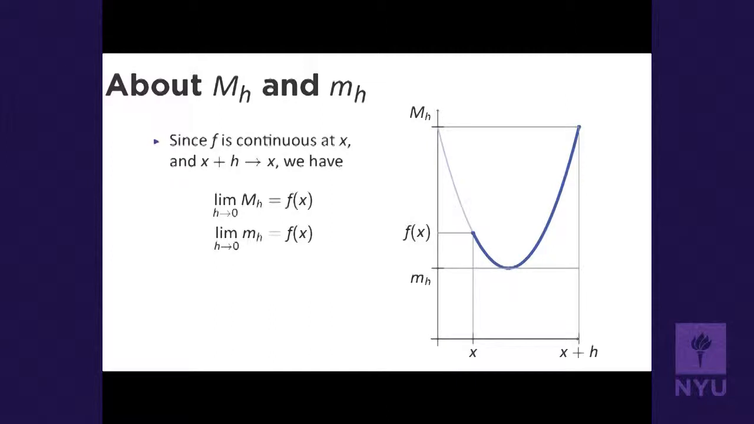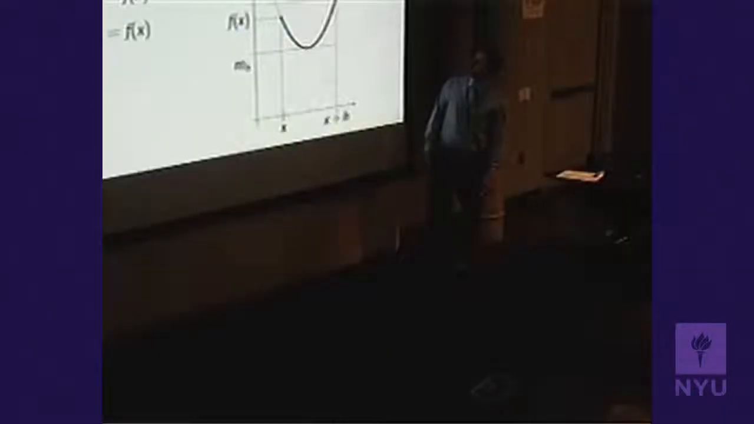Capital M sub h is supposed to be the maximum value of the function on the interval x to x plus h. So I have here the function graphed in nice thick color. The maximum value is obviously up there. The minimum value is obviously down there. And I'm going to let h get smaller and smaller. So as you see h getting smaller and smaller, the maximum value starts creeping downward, towards f of x, and so on until it looks like in this case it's going to reach f of x.